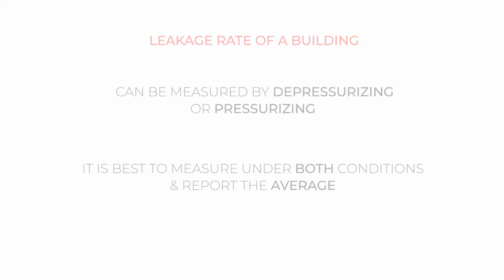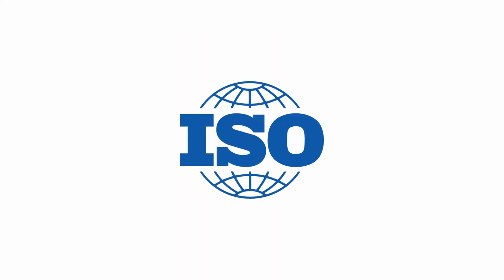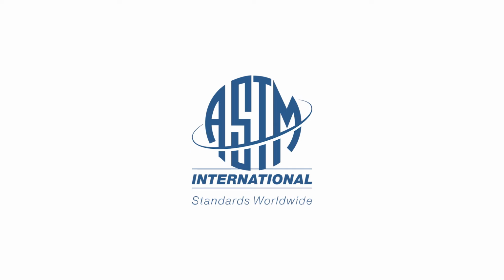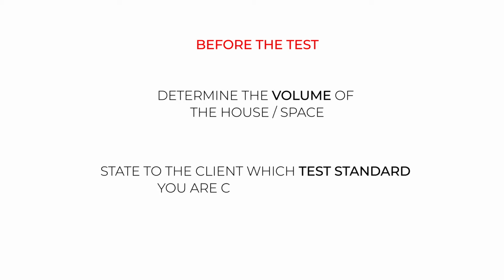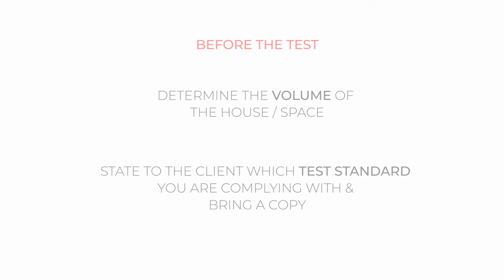There are specific testing standards developed by various institutions, including ASTM and the US Army Corps, that require certain things to happen during a blower door test. When conducting a blower door test, determine the volume of the house before beginning the test, because it is needed to calculate the overall air tightness. State to the client and stakeholders which test standard you are complying with when conducting the test, and bring a copy of the standard with you in case you forget something.